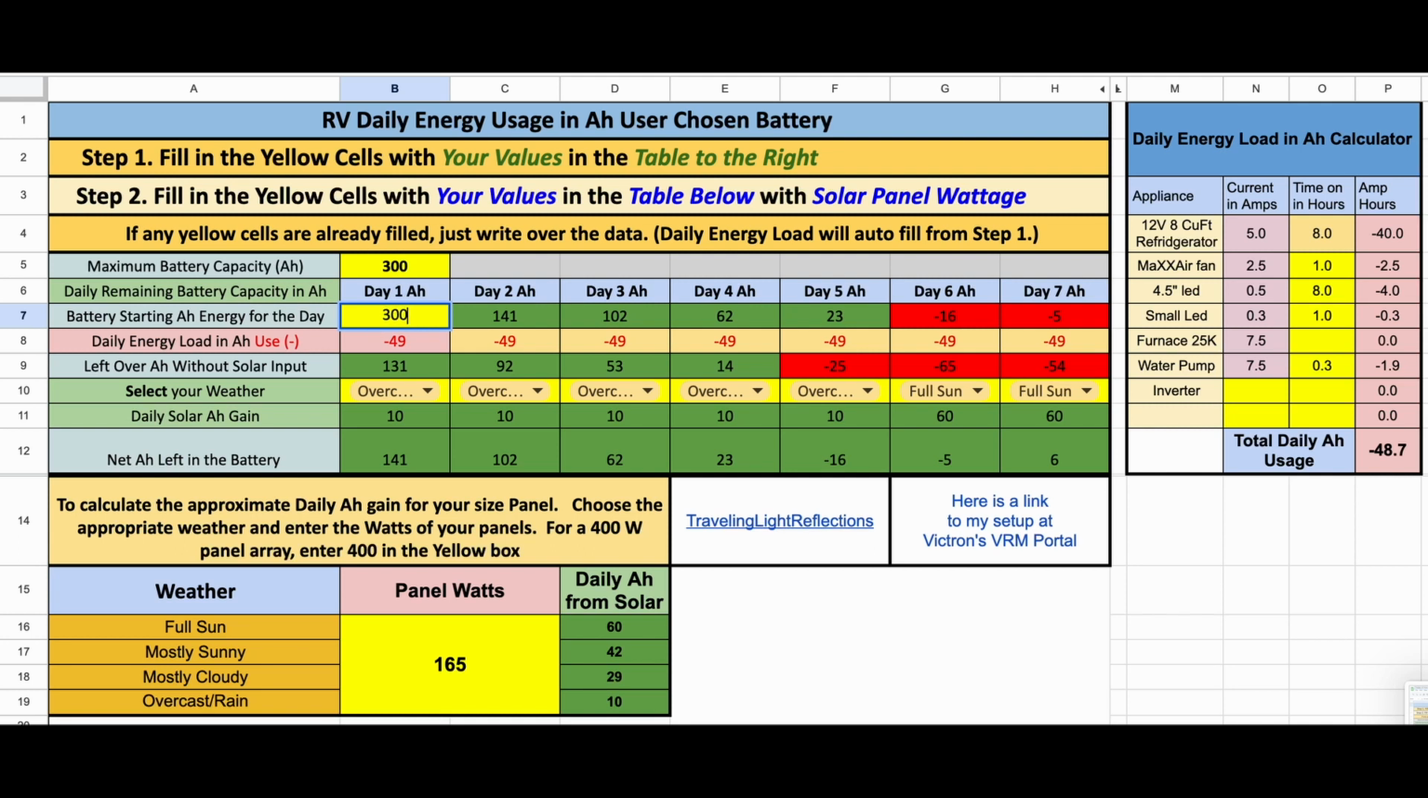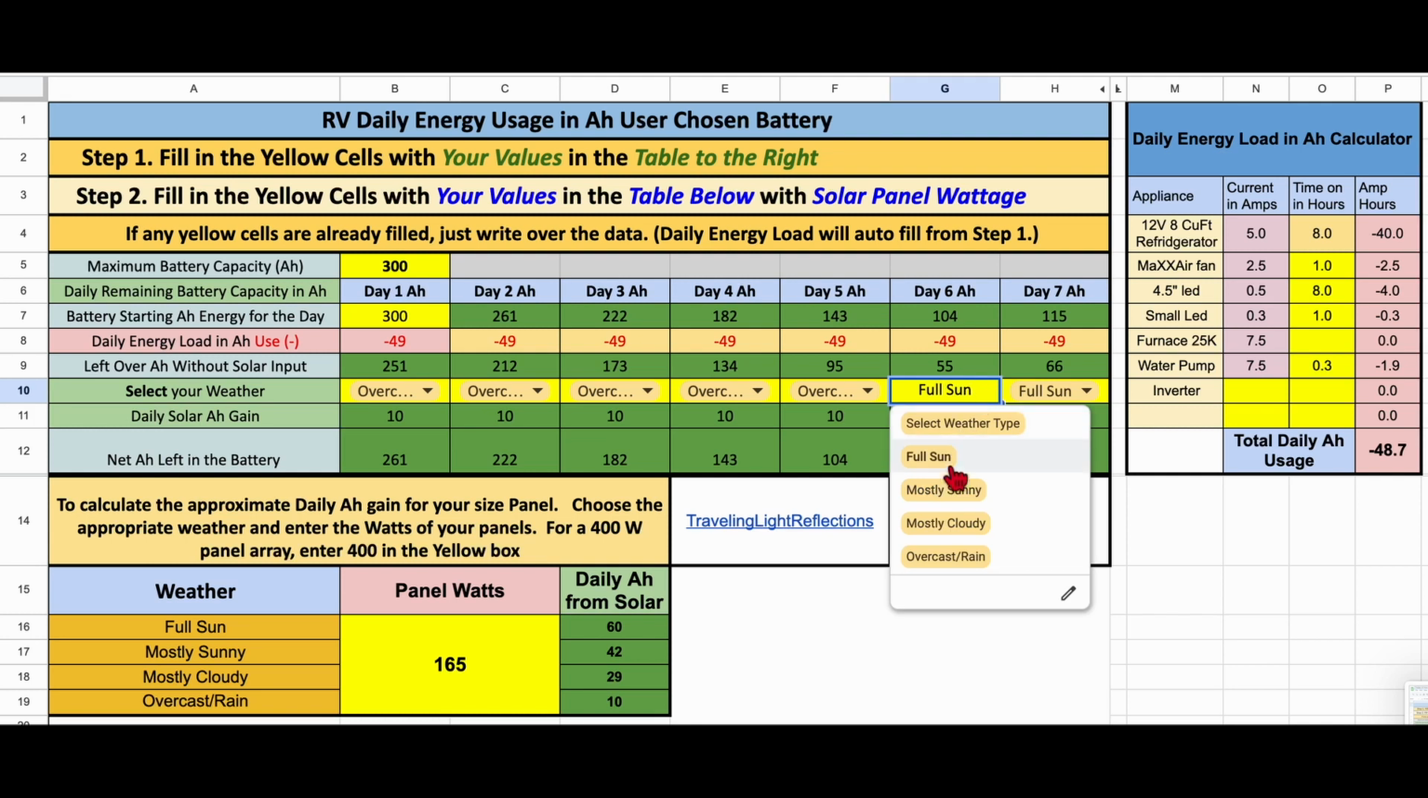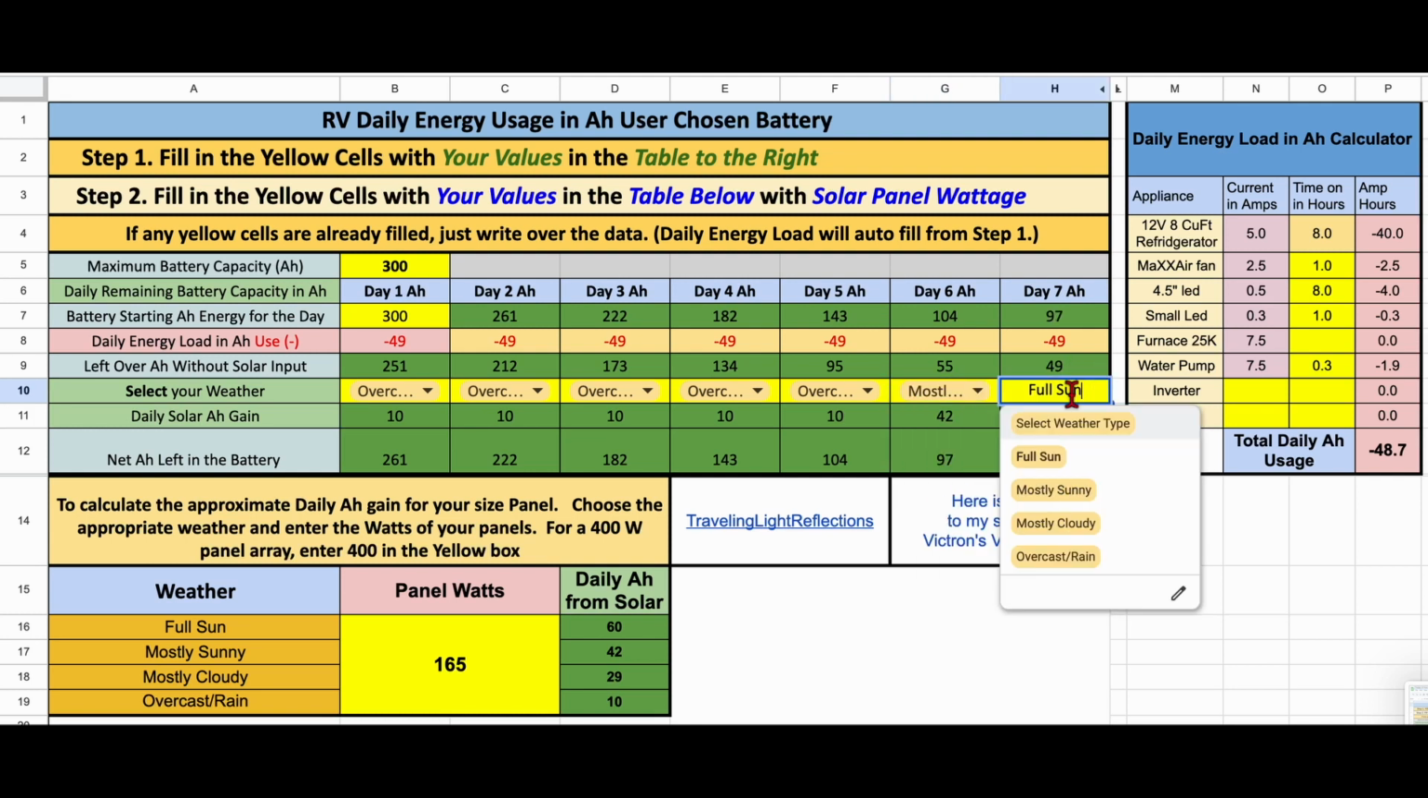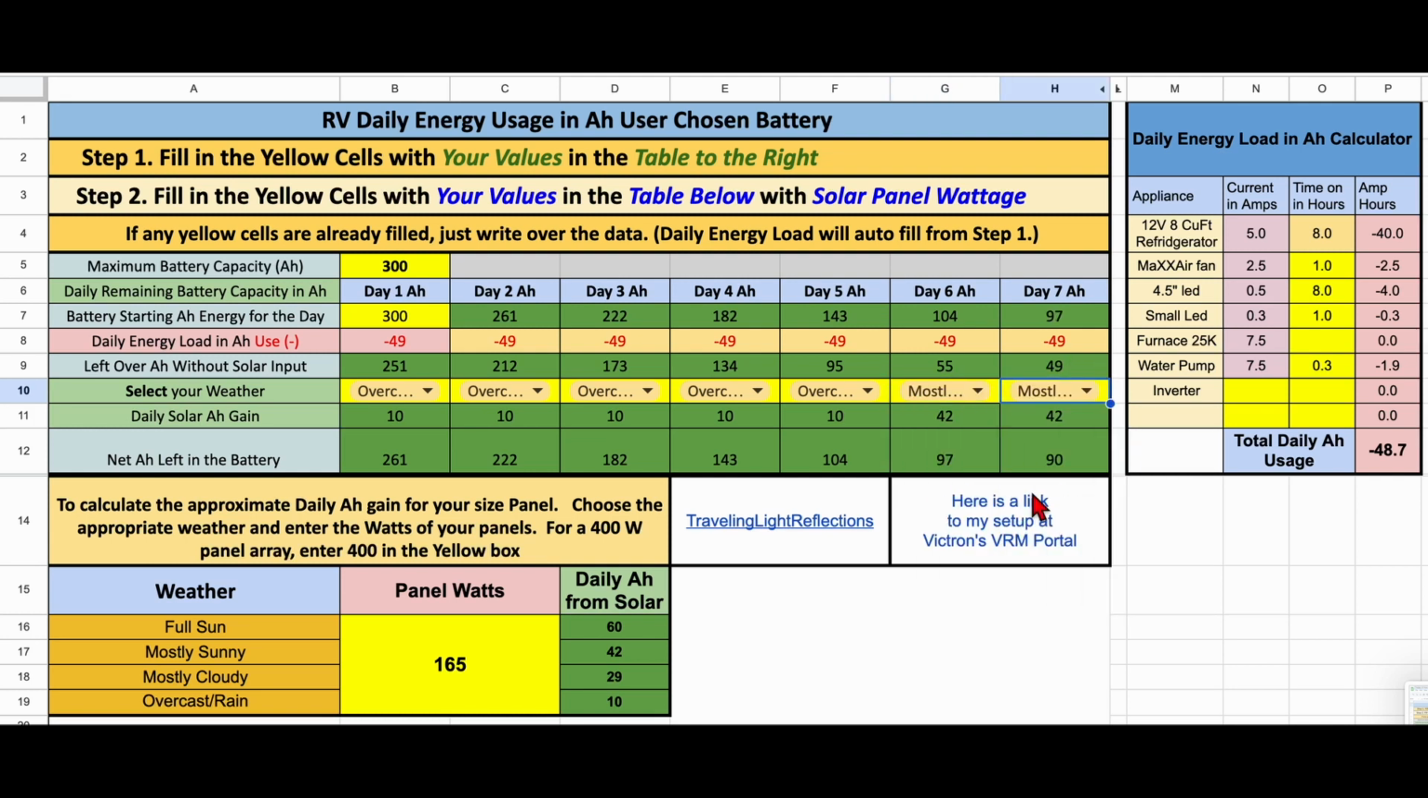Okay. So with the 300 amp hour, you can see that they're draining. Little by little, they're draining. I've actually still got some full sun days here, but that's going to be significant. The 300 amp hour size battery with the 165 is enough to be able to keep them going.